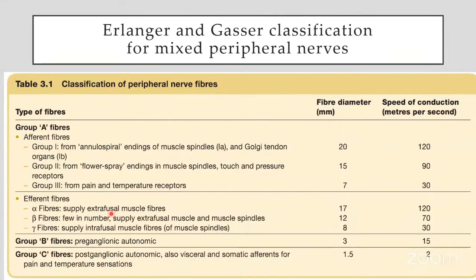Alpha fibers supply the extrafusal muscle fibers. Beta fibers are fewer in number, they supply extrafusal fibers and muscle spindles. And gamma fibers supply the intrafusal muscle fibers of the muscle spindles. Group B fibers are preganglionic autonomic. A and B are myelinated, while C can be partially myelinated or unmyelinated. The conduction speed is fastest in group A. After that comes group B, and after that comes group C. Group C are the slowest conducting.